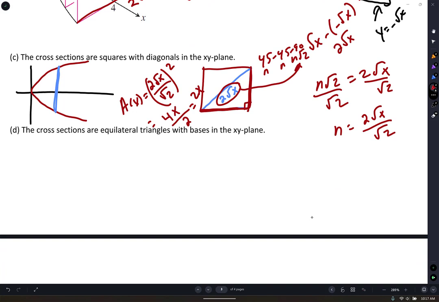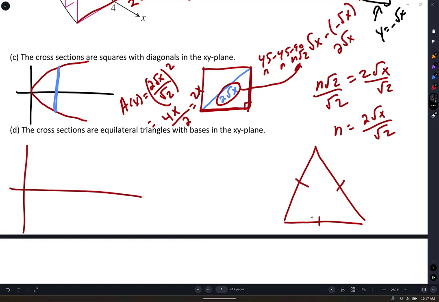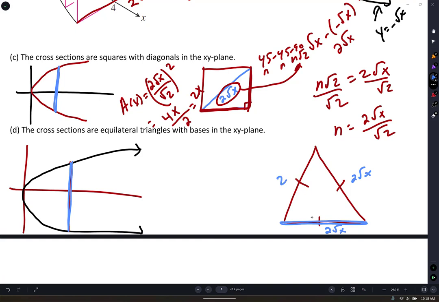The cross sections are equilateral triangles with bases in the xy plane. All right, let me draw an equilateral triangle, guys. That's an equilateral triangle. Again, it always helps to draw a picture. At least it helps me. Every time you draw a picture, I think you get better at it. So here's my diagonal, or my cross section, or where I'm slicing it. They're all perpendicular to the x-axis. And that line right there, let me color code it. This line here is this line here. Cool or not cool? So that segment is 2 square root of x, and this is 2 square root of x.